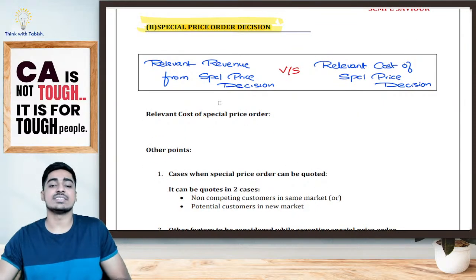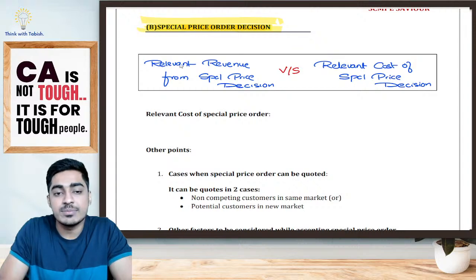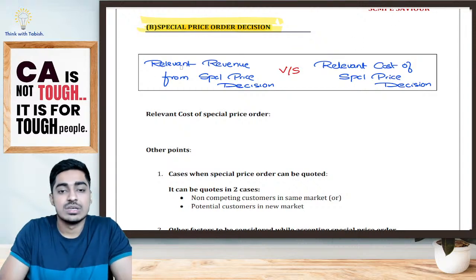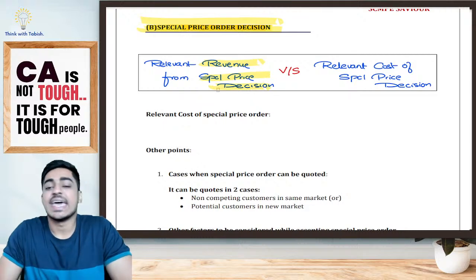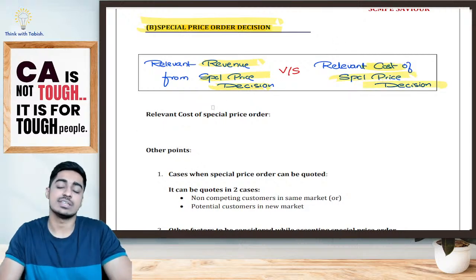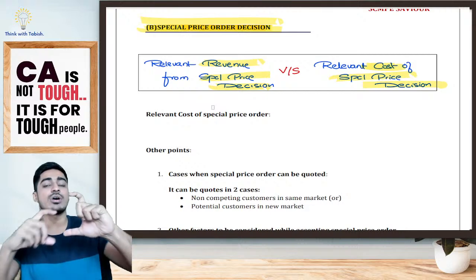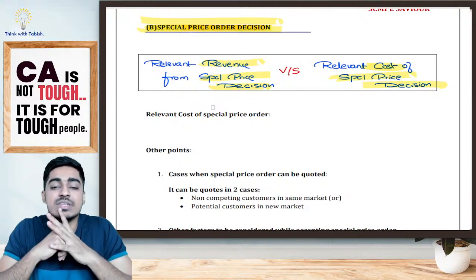So how do we take a decision? We compare what is the relevant revenue we are getting from a special price order. How much revenue we are getting from a special price order decision. As against that, we see what is the cost of the special price order decision. If revenue is more than the cost, we accept. If revenue is less, cost is more, we will not accept.